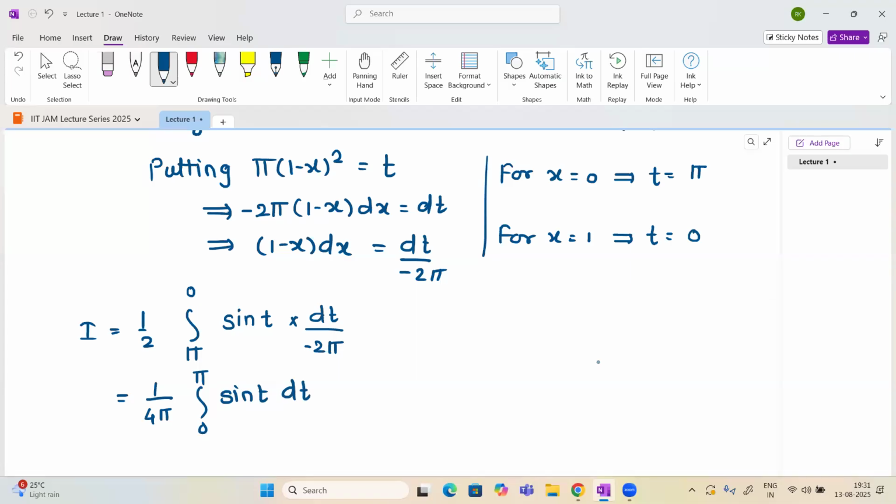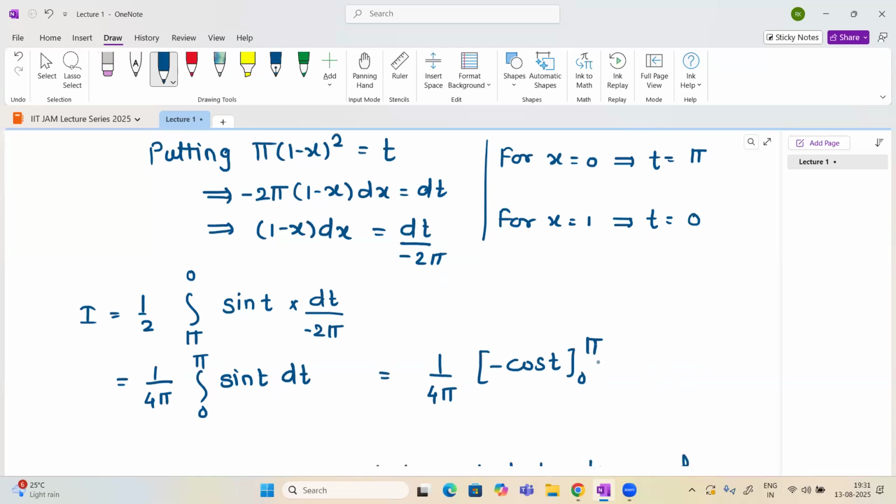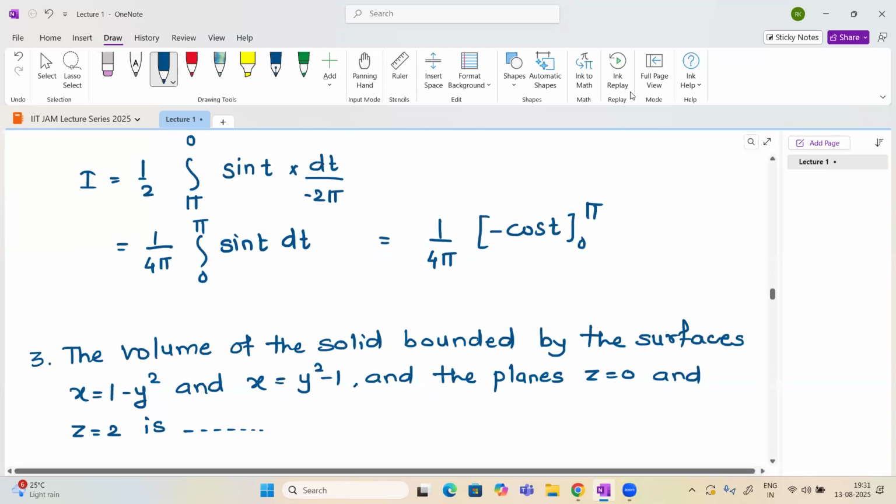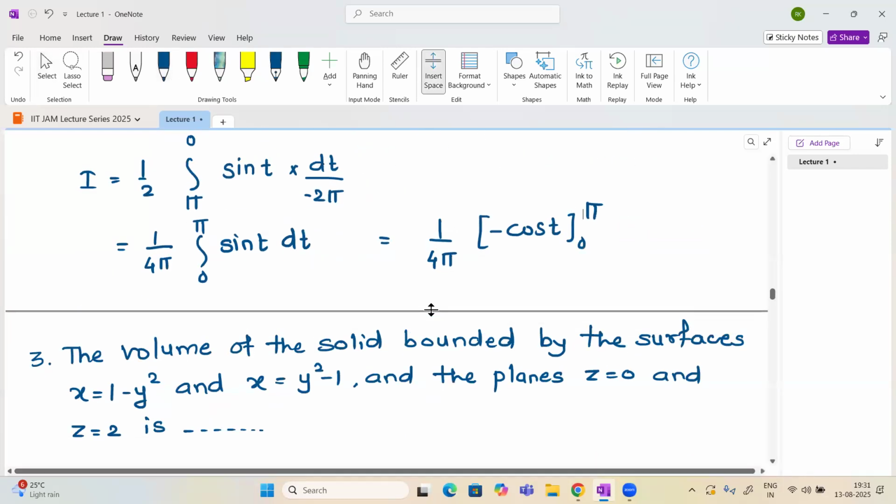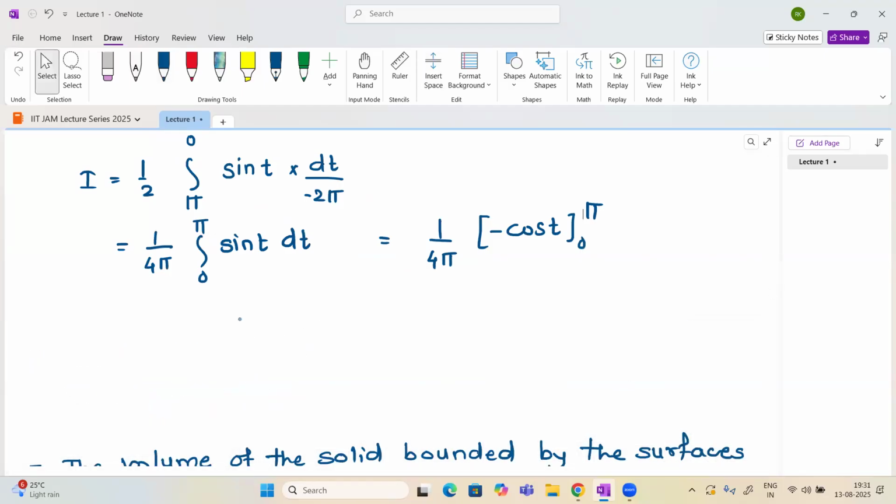What is the integration of sine t? Minus cos t. Minus cos t from 0 to pi. Okay, I'm putting the upper and lower limit. 1 by 4 pi, so minus cos pi, plus cos 0.